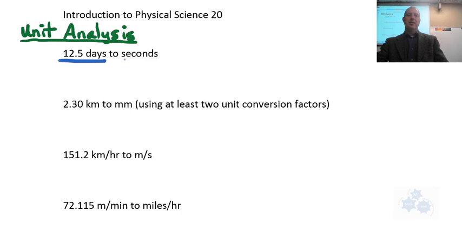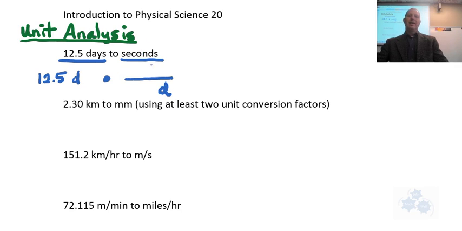So here's the example, right? 12.5 days, we want to convert that to seconds. So let's always start with the given, 12.5, and we're just going to do a D for days. And in unit analysis, we always multiply, always. Okay, we show it as multiplication. Now, we don't want our final answer to be in days, so I want the days unit to be on the bottom.